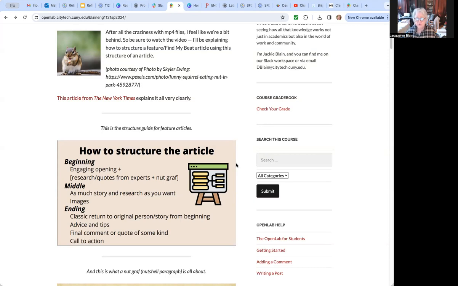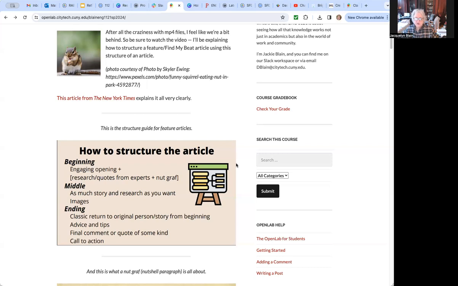The beginning starts with a really interesting, engaging opening. Like a lot of you put in your proposals, that first paragraph, part of that could become the engaging opening, okay? Sometimes people use quotes from experts. Sometimes the nut graph, which I'll explain in a second, is the beginning. But the beginning is meant to hook the reader. And like I said, your first paragraph in your proposal could function that way, or at least part of it could. Then when you get to the nut graph, which explains what the article is about, what we're looking for, why it's important, more about that in a second.